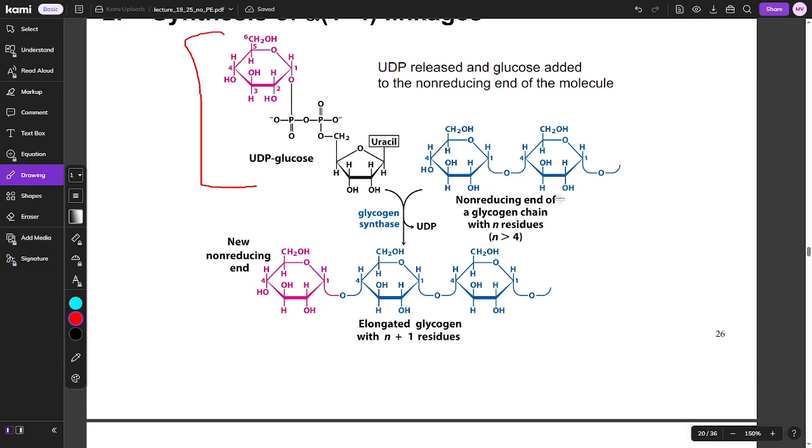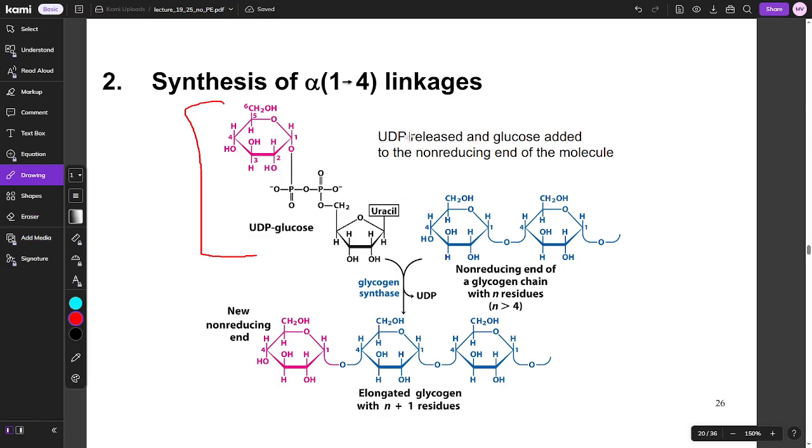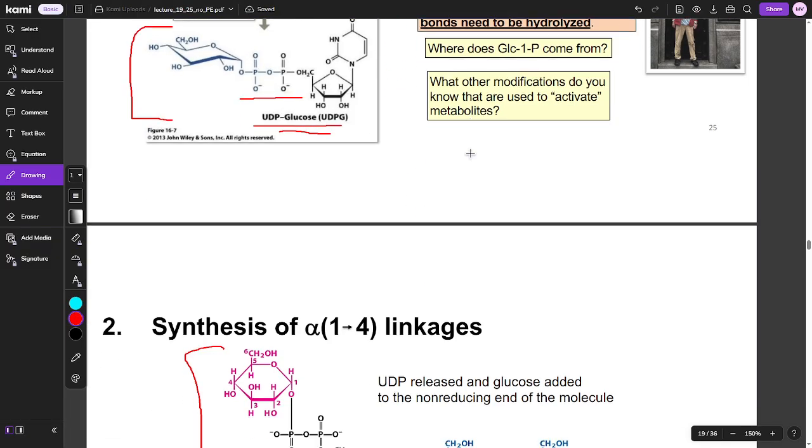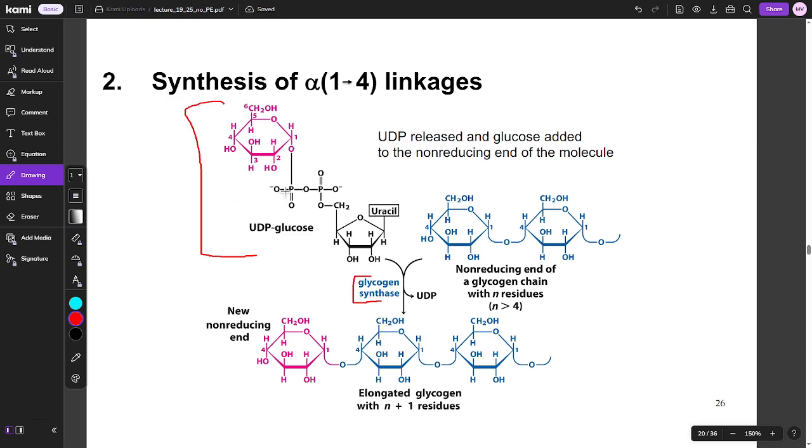If we move down here, now we're on to the next enzyme, glycogen synthase. Glycogen synthase is a little different from UDP glucose pyrophosphorylase, in the sense that now that we have our activated intermediate, we have to use it to make glycogen. The way that is done is we take this UDP glucose, which is in an activated form now, and this O is going to attack here, and these electrons are going to come back to this O.